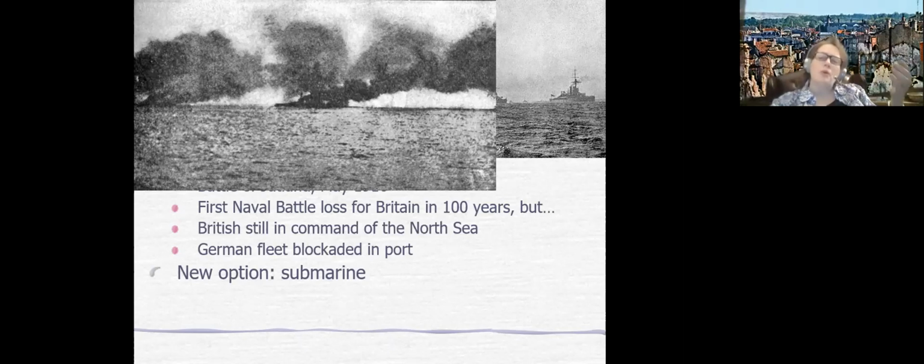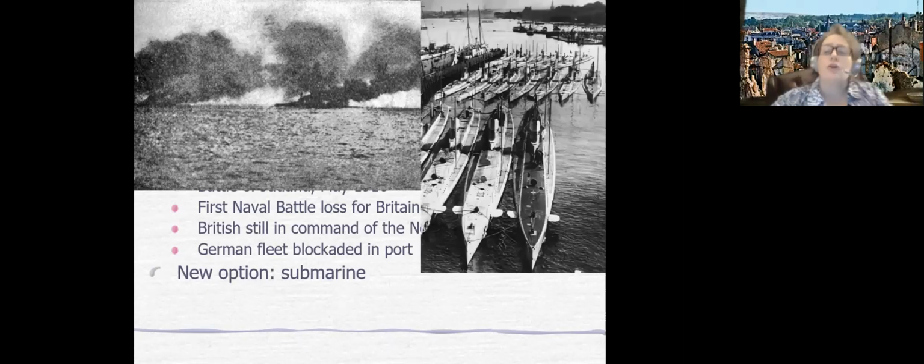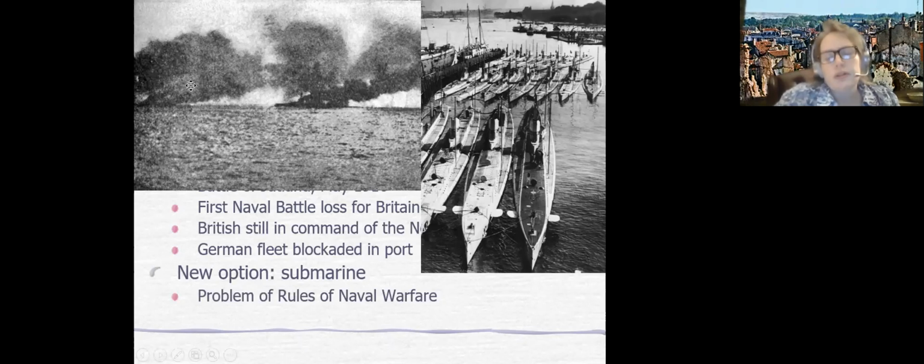But the submarine represents some problems in the approach to war that was acceptable at the time. Now, these are the fleet yards there in Germany for the submarine, and they had quite a number of them. The big problem is the rules of naval warfare. The rules of naval warfare said that you weren't to attack non-combatant ships. And you announced your intention to attack, okay?